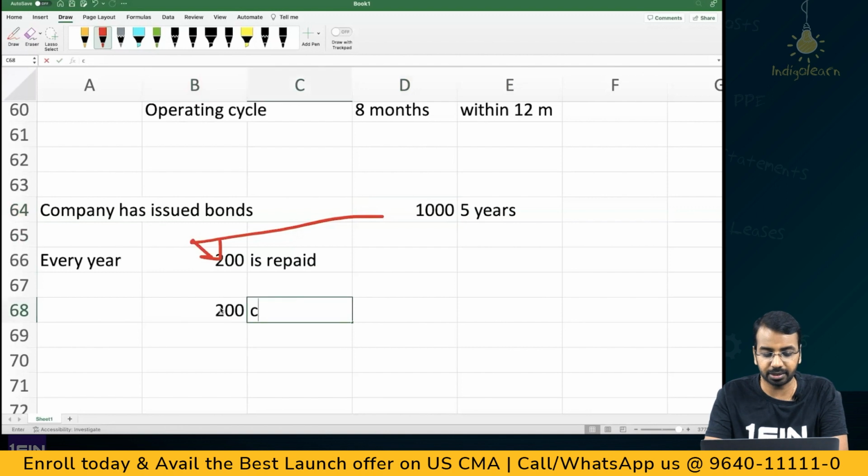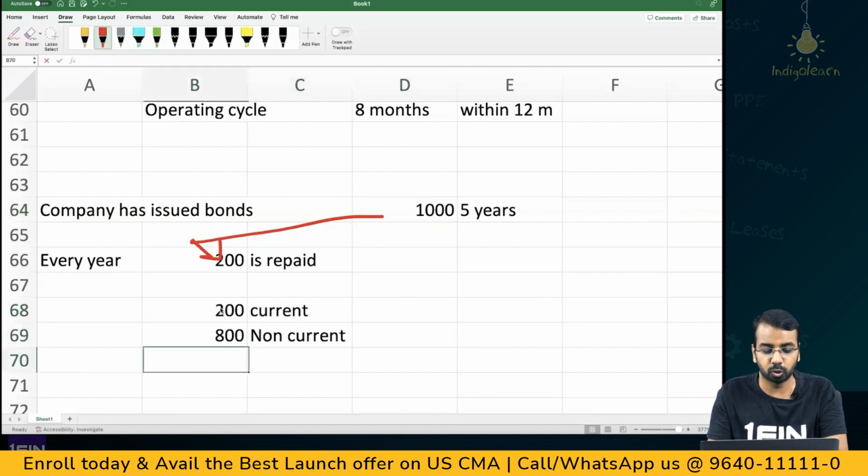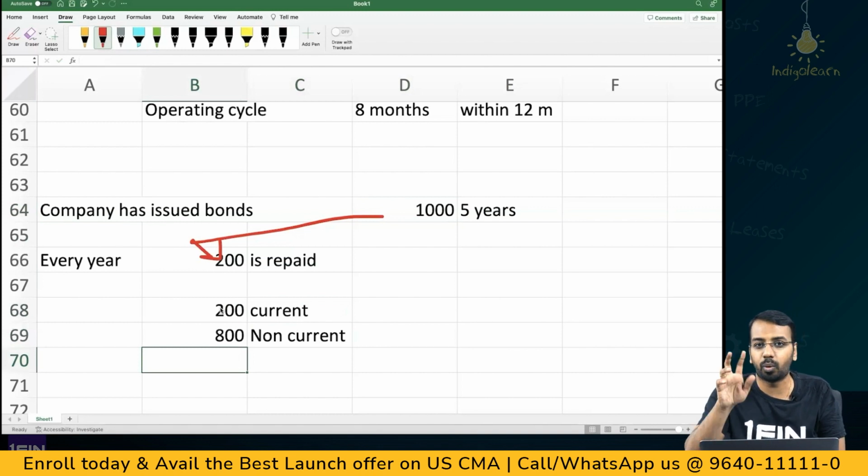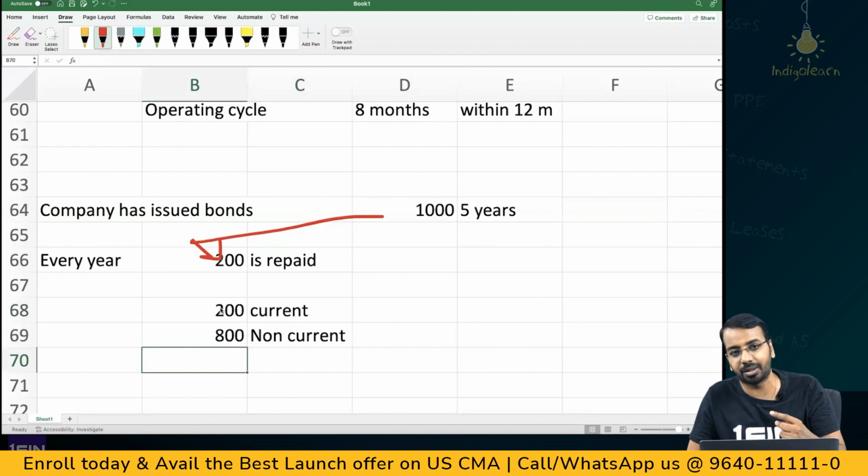So 200 is current. 800 is non-current. A single liability will also be split into two parts. How much is current? How much is non-current? Current is the one which will be paid within a 1 year period. Non-current is something which will be paid beyond the 1 year period. So 200 and 800, that is the classification.